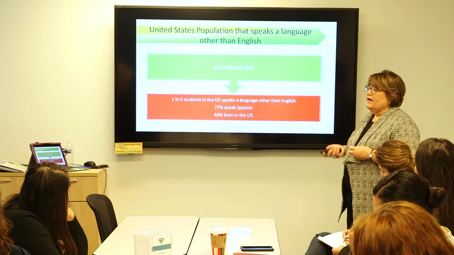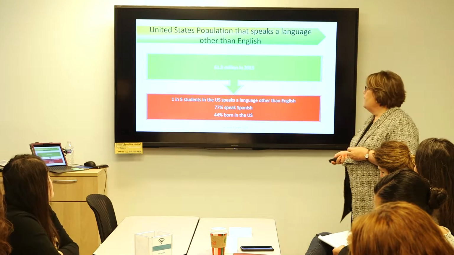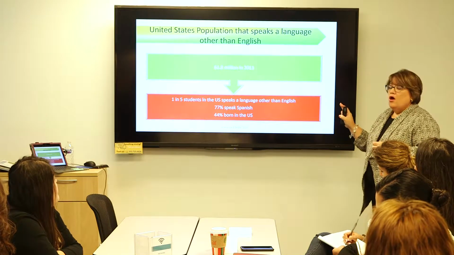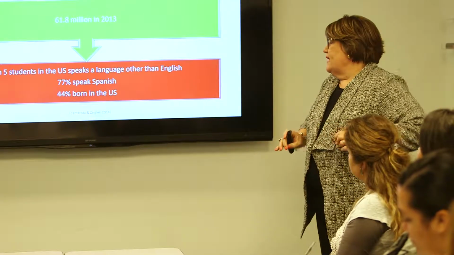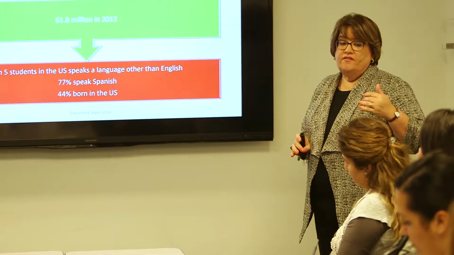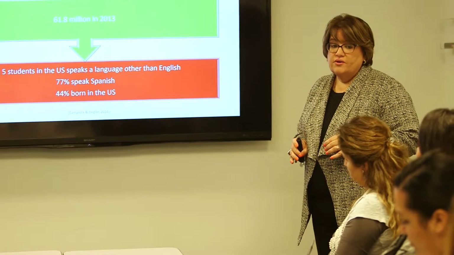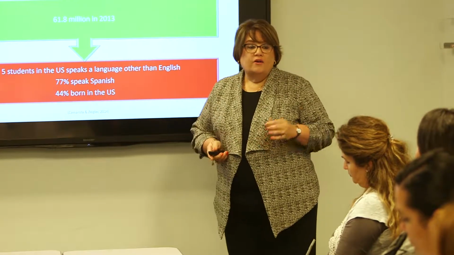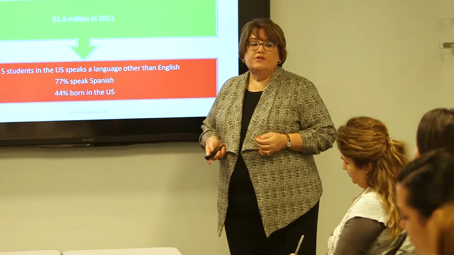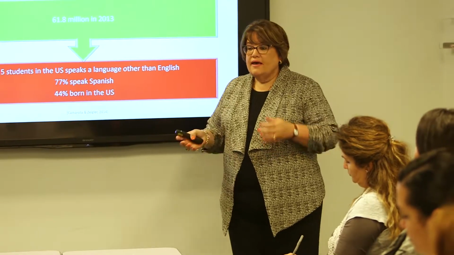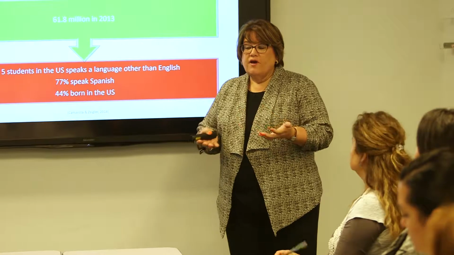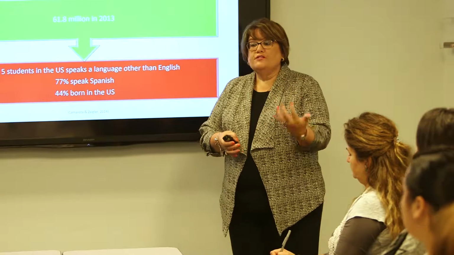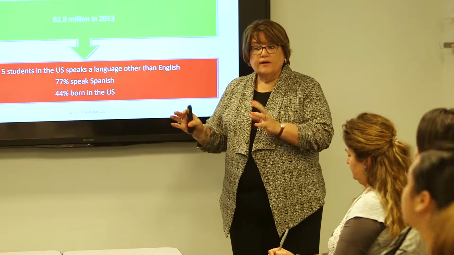We know that in the United States, 62 million people speak a language other than English, and that was back in 2013. 1 in 5 students in the US speaks a language other than English. Now, I think recent figures show that as 1 in 4 students in the US speaks a language other than English, and 77% speak Spanish, out of which about 44% are born in the United States. And so that has implications in terms of how we support our learners, whether they're simultaneous bilinguals or whether they're sequential bilinguals. And later on, we'll talk a little bit more about that.